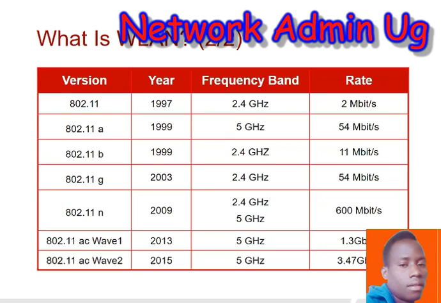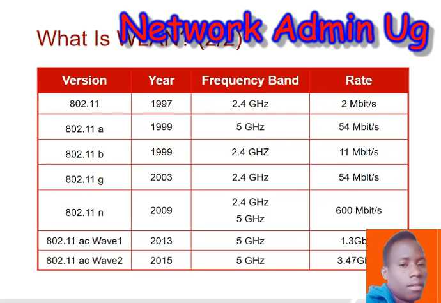Neither A nor anything. So it was 802.11 flat, which was developed in the year 1997, and it was running on a frequency band of 2.4 gigahertz. Okay, the speed was 1 megabyte and 2 megabytes per second. Okay, that was the speed for this technology.